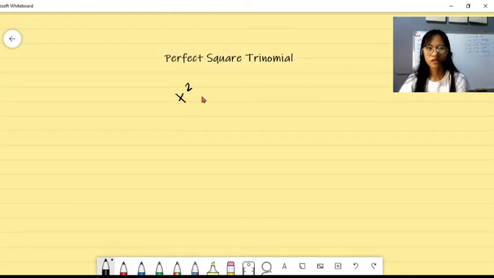For example, we have x squared plus 16x plus 64. Yan. So, this is an example of a perfect square trinomial. Bakit? Kasi, yung first term and last term are both positive. Tapos, si x squared ay perfect square. 64 is also a perfect square. Okay? Verified na yon.